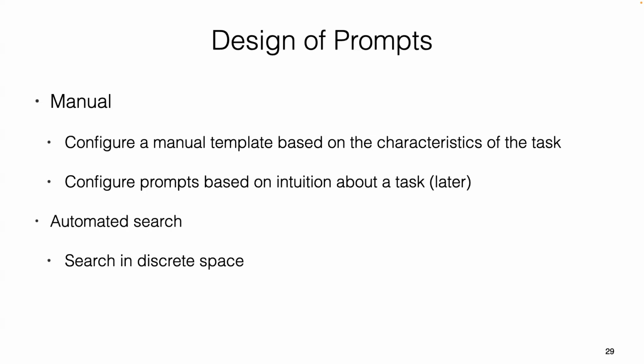And then there have been a variety of methods for trying to automatically search for prompts. One thing you can do is search in discrete space, in the token space. Another thing you can do is search in the continuous space. We'll look at one example of each of those.